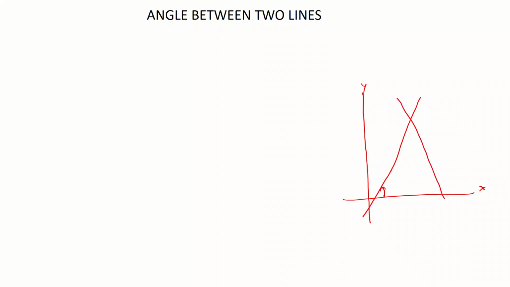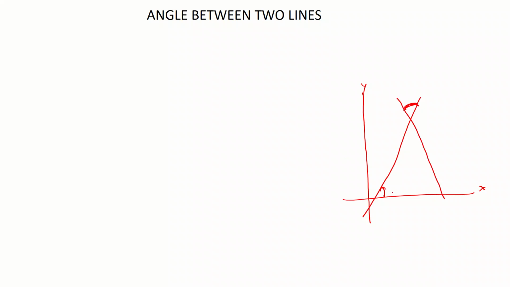Next, angle between two lines. Suppose that I give you two straight lines. So this is my Cartesian plane, this is my y-axis, this is my x-axis. This is my first line which forms an angle of alpha, whatever it is, or beta, theta, whatever you want to take, and this is another straight line. Now I want to find out the angle between these two lines. So this is what the problem statement is.